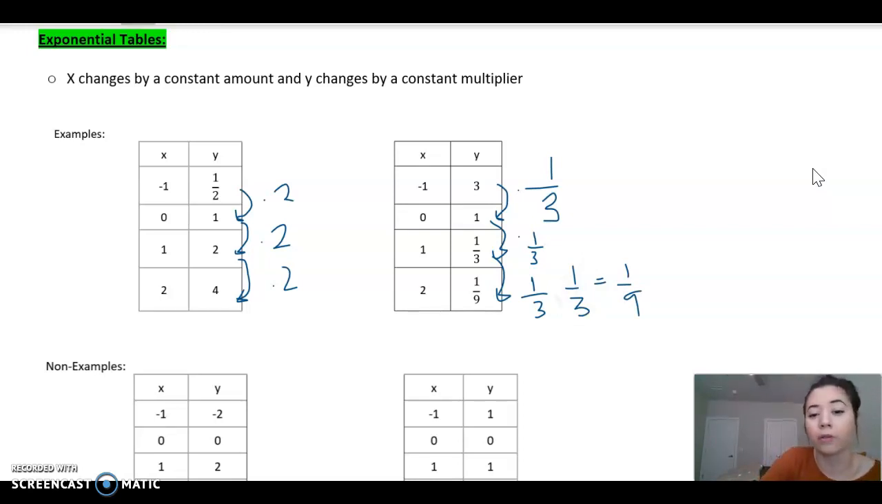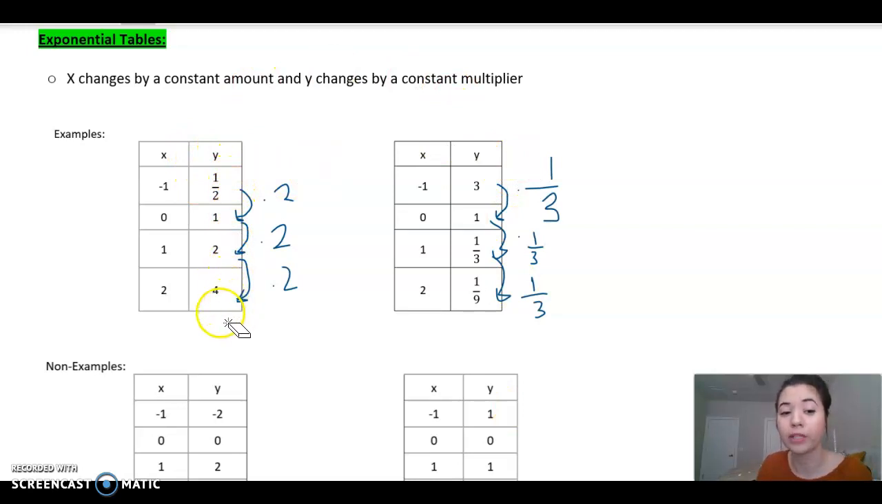So again, our multiplier for exponential tables can be either whole numbers or fractions. If you notice your numbers are getting bigger on the way down, it'll be a whole number, so figure out what number you're multiplying by. If you notice your numbers are getting smaller going down, then it's going to be a fraction. And to figure out the denominator, again, just go backwards. 1 times 3 is 3, so 3 goes in the bottom.